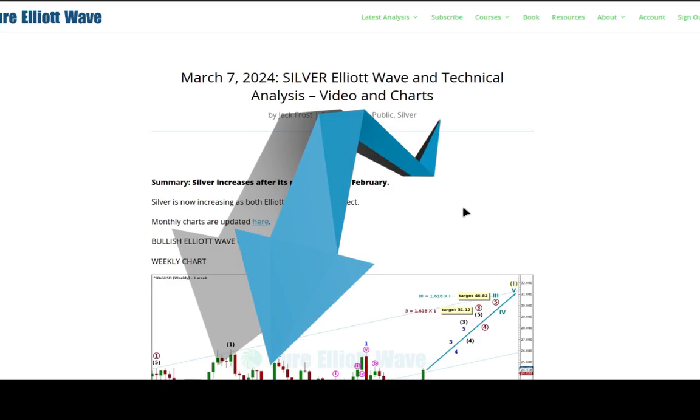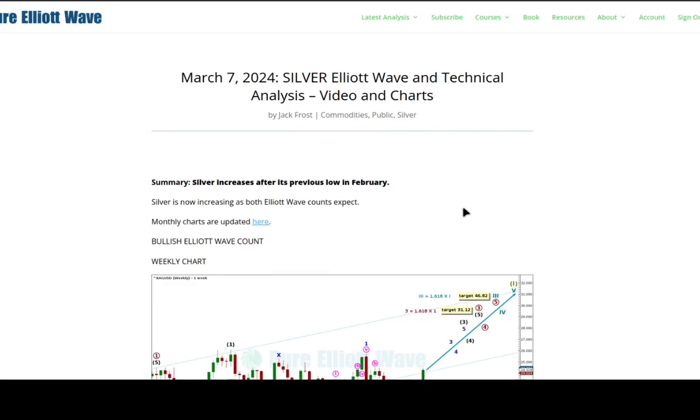Overall price has increased after its previous low in February, now expecting increased upwards movement for both Elliott Wave counts. Elliott Wave first, technical analysis last.